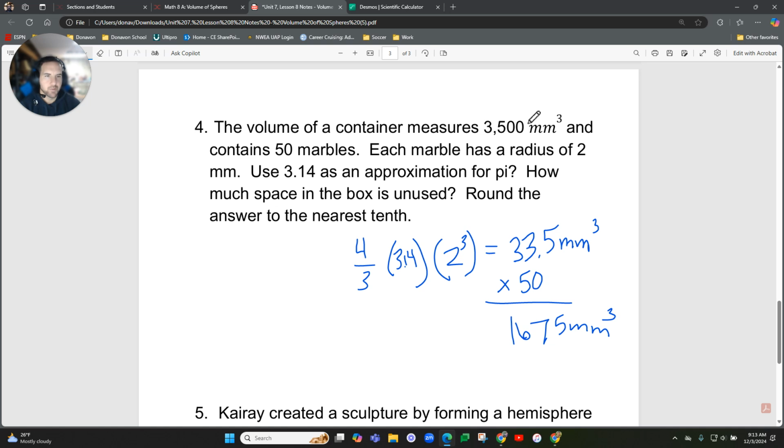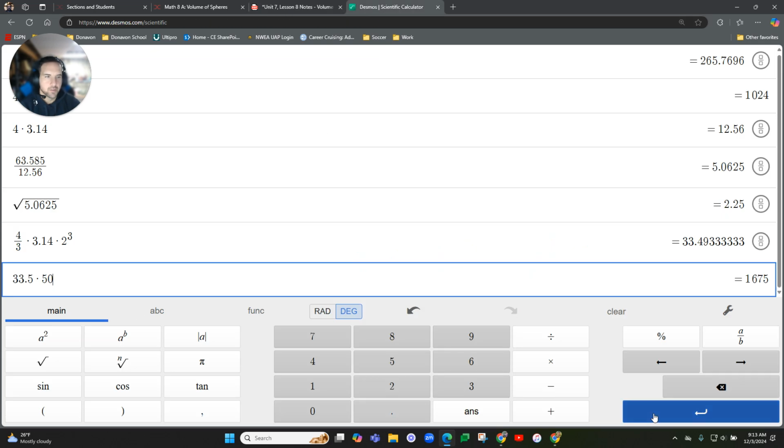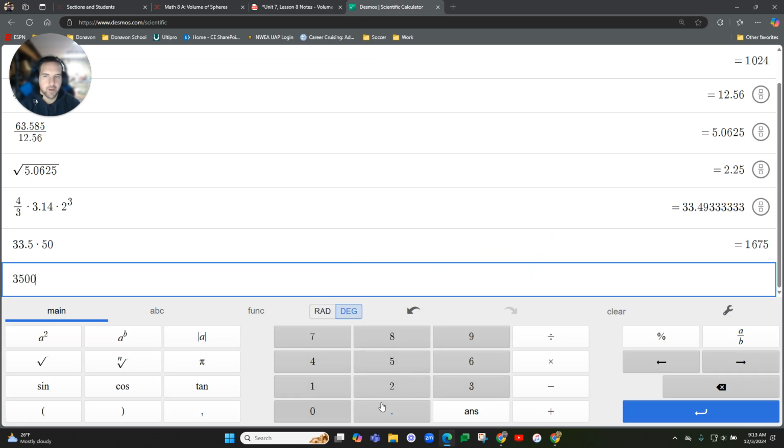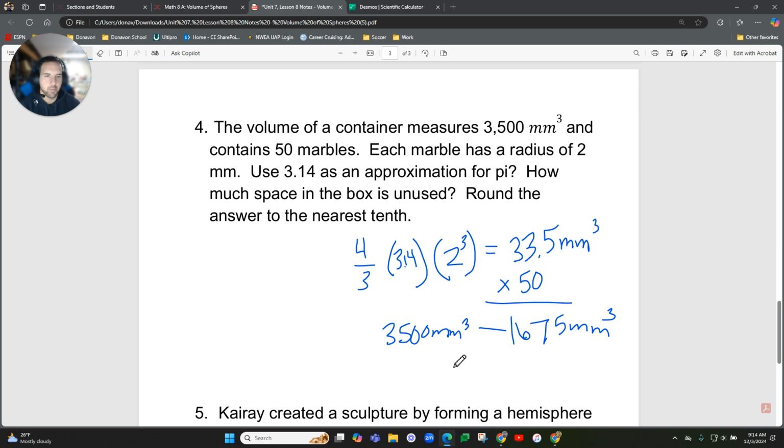Okay, and then to figure out how much volume is left over inside this container, I just need to subtract. The original volume is 3,500, and I need to subtract the volume of my marbles. So 3,500 minus 1,675. We get 1,825 is the remaining volume inside the box. 1,825 cubic millimeters of remaining space inside that container. And that's it for that one. That was a fun one.